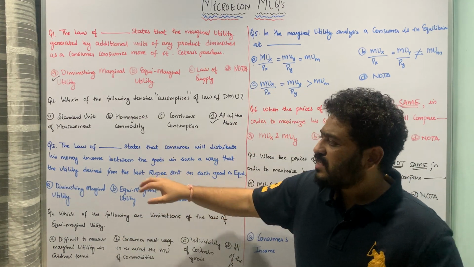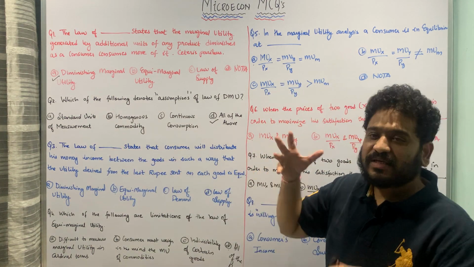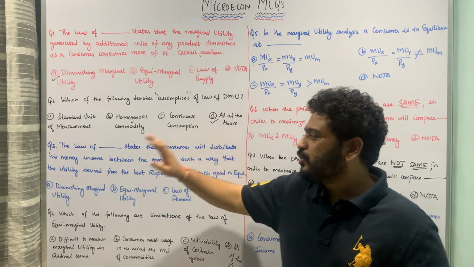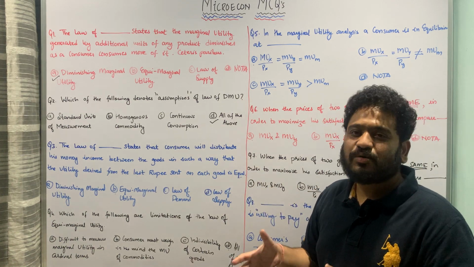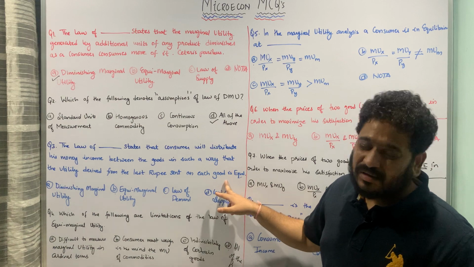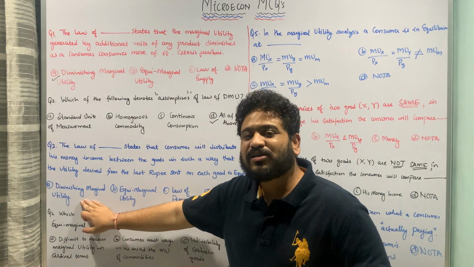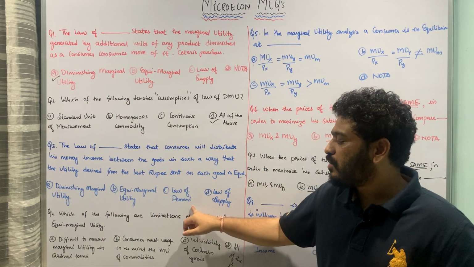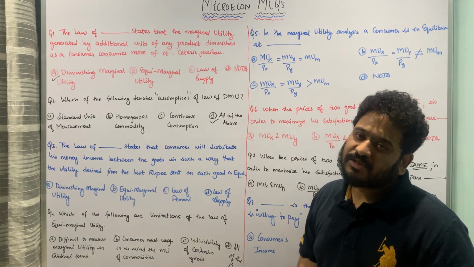It is like this. The law of dash states that a consumer will distribute his money income between the goods in such a way that the utility derived from the last rupee spent on each of the goods is going to be equal or the same. Which law is this statement talking about? Whether it is diminishing marginal utility, equi-marginal utility, law of demand or law of supply. So here it is pretty much clear that it is equi-marginal utility.